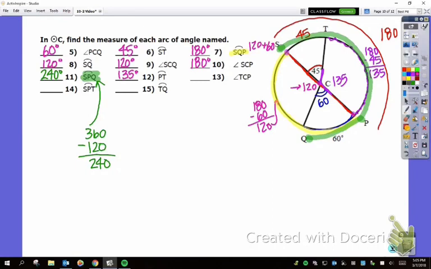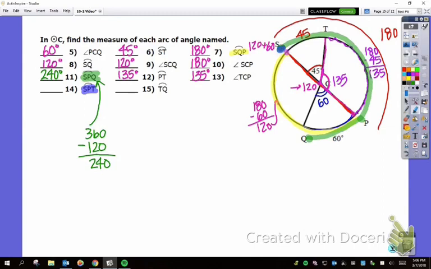Then we've got angle TCP. You've got to be a little careful on these with TCP and the direction that it's opening. So angle TCP is this angle right there, and that angle is 135 degrees. Next one is arc SPT, which means we're starting at S, going to P, and ending at T.